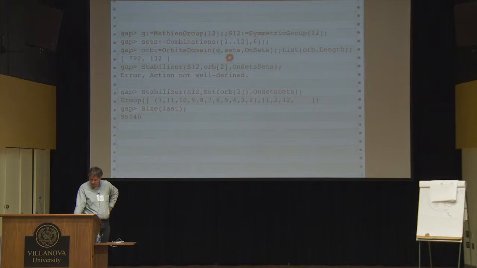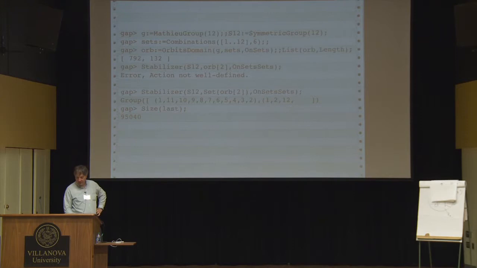Well, so I have a collection of sets here. So M12, since it's maximal in A12, should be the stabilizer of this set of 132 sets. There is an action on sets of sets. If I try to calculate that stabilizer, GAP initially complains that the action is not well defined. That's because a set for GAP needs to be sorted, and it turns out in this case it isn't yet. So I don't take just what I got here. I make explicitly again a set out of it, which sorts it. I calculate the stabilizer in this action on sets of sets, and indeed what I end up with is M12.